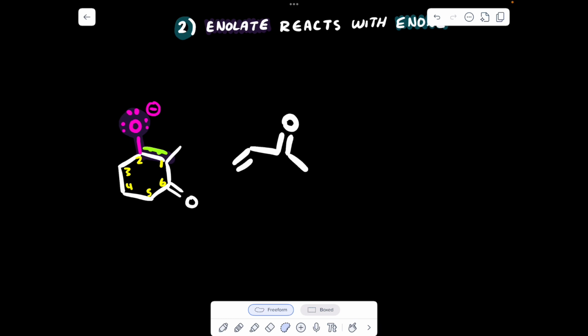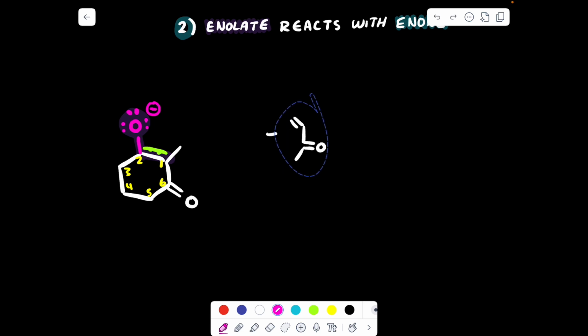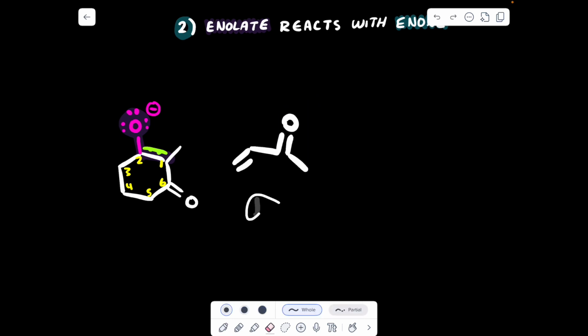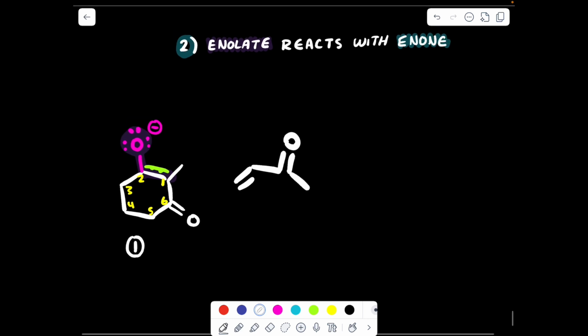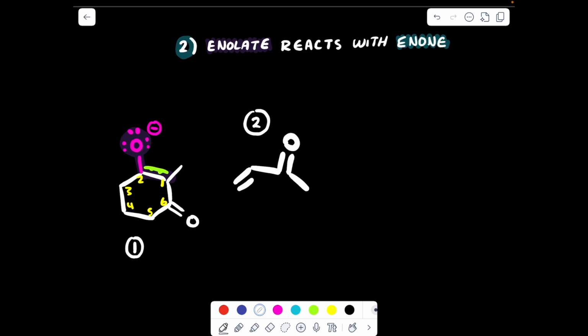What happens if they react together? Is this oxygen going to attack that carbon because this carbon is delta plus and the oxygen is delta minus? Nope, we have 2 mistakes here. Let's start with going over why this oxygen is not going to be the nucleophilic atom on compound number 1, and let's say the enone is compound number 2.